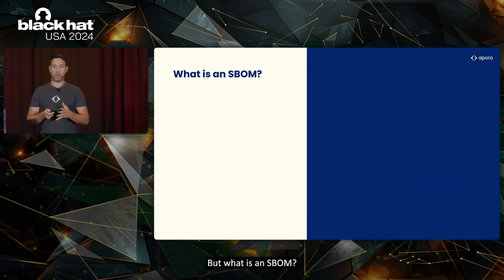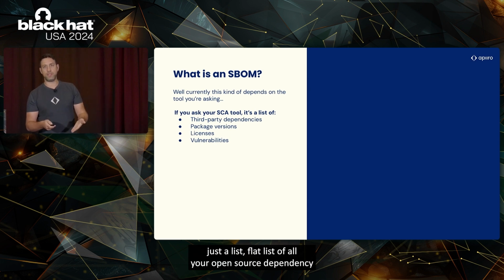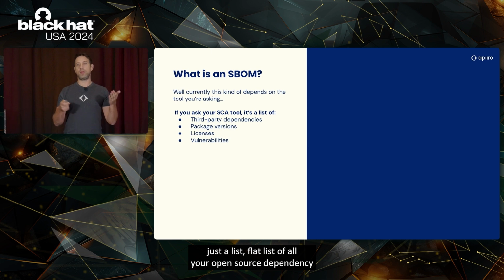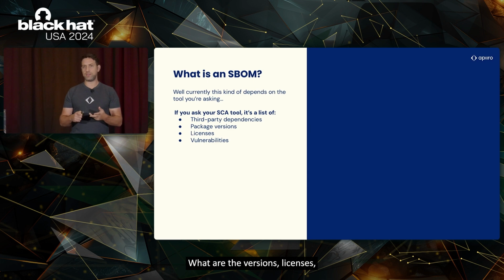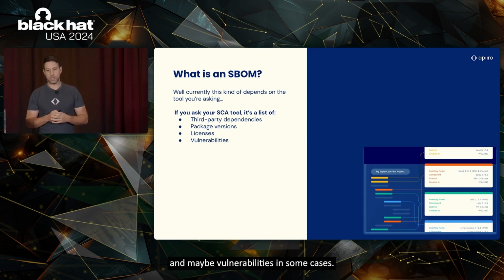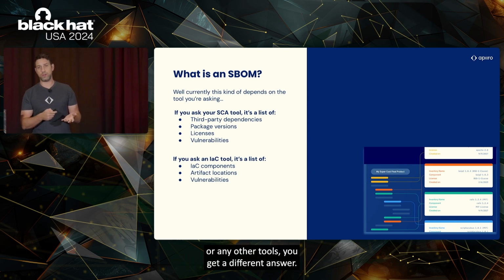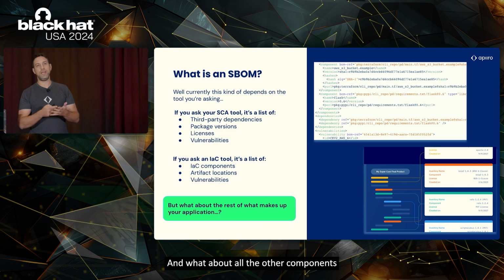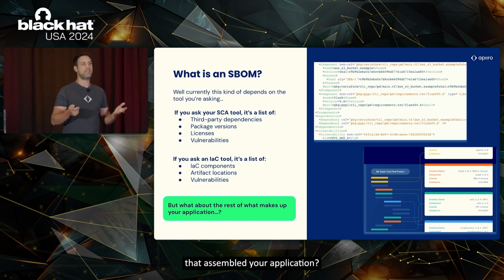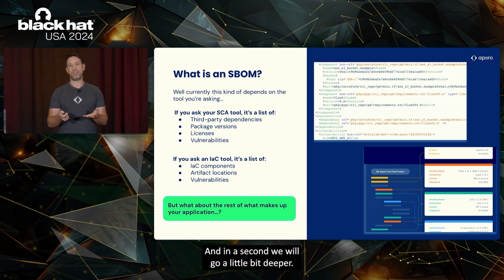But what is an SBOM? If you ask your SCA tool, it's just a flat list of all your open source dependencies and your transitive dependencies. What are the versions, licenses, and maybe vulnerabilities in some cases. But if you ask your IaC tool, for example, or any other tools, you get a different answer. It's your IaC components and artifact locations and vulnerabilities. And what about all the other components that assemble your application? No one talks about them. And in a second, we will go a little bit deeper.